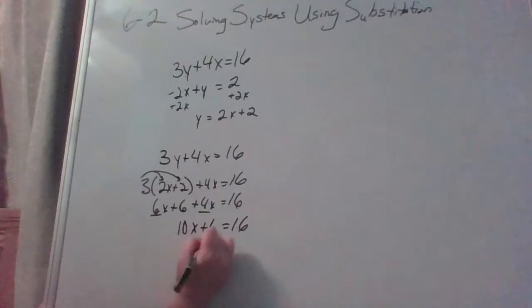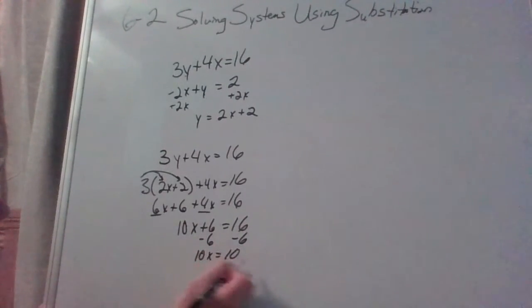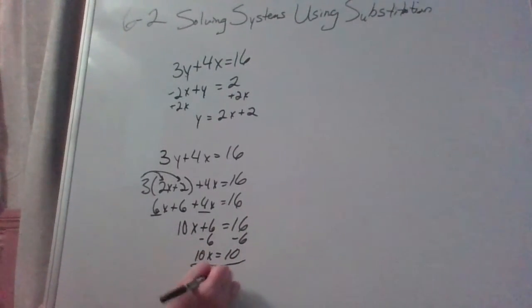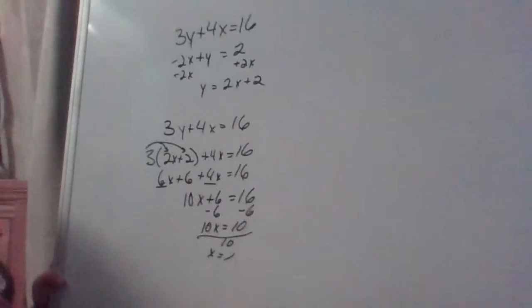We have a two-step equation we're going to solve. Divide by 10. And all that work to find out that x equals 1. We know now that x equals 1.